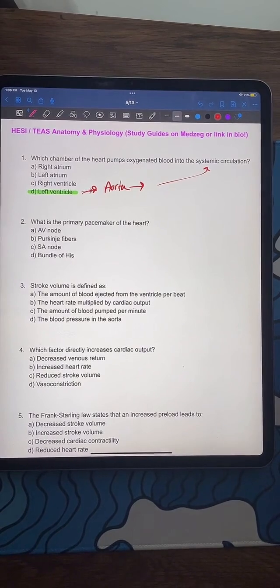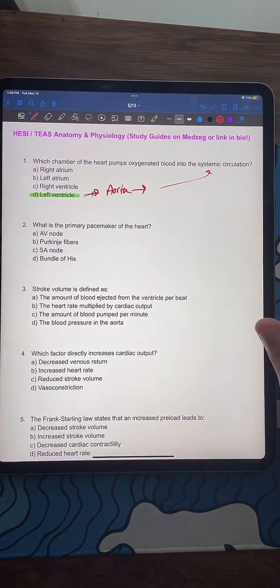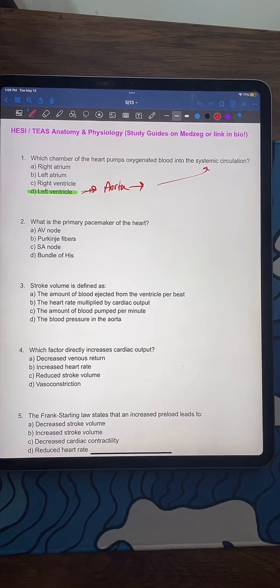And then number 2, what is the primary pacemaker of the heart?